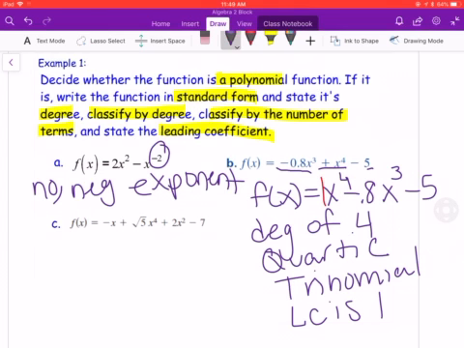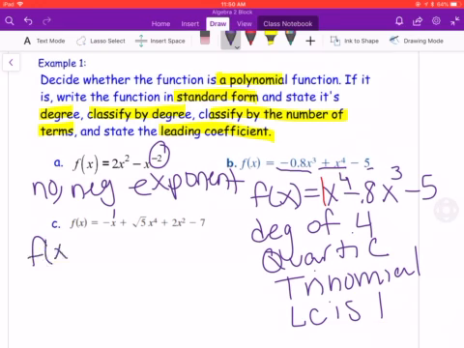Okay, C. So I have exponents of 1, 4 and 2. So those are all whole numbers. So that checks out. Then I have coefficients of negative 1, square root of 5, 2, and a constant of negative 7. So those are all real numbers. Again, no imaginary. The square root of 5 is a real number. It's just irrational. So this is a polynomial.